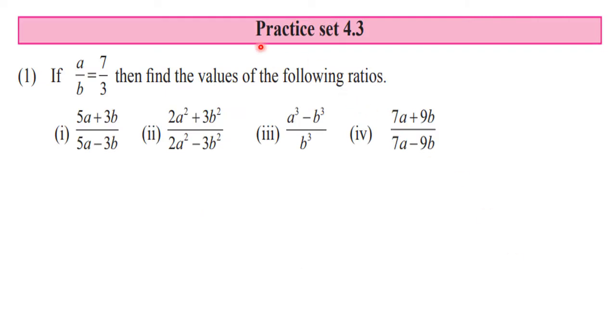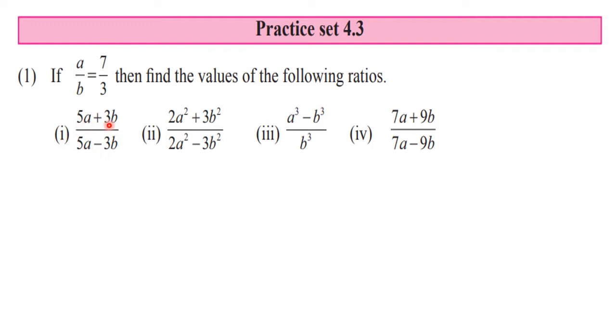In practice set 4.3, the first question is, if a upon b is equal to 7 upon 3, then find the values of the following ratios. Here, four different questions are asked, and you will find that everywhere we have to use the properties of the equal ratios or operations on the equal ratios.